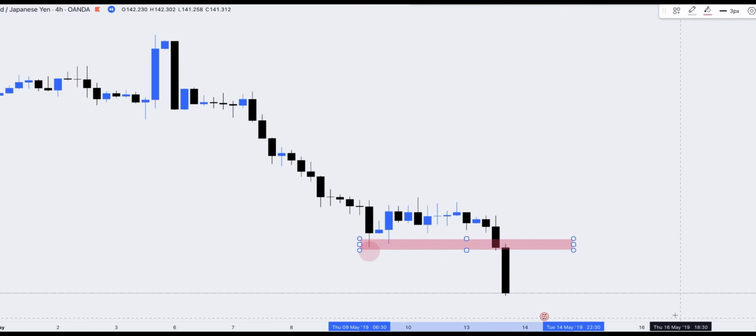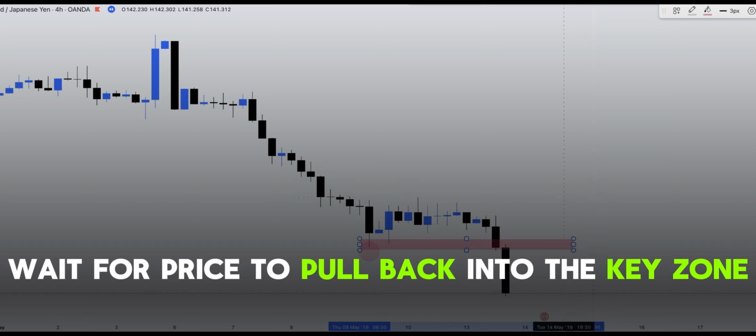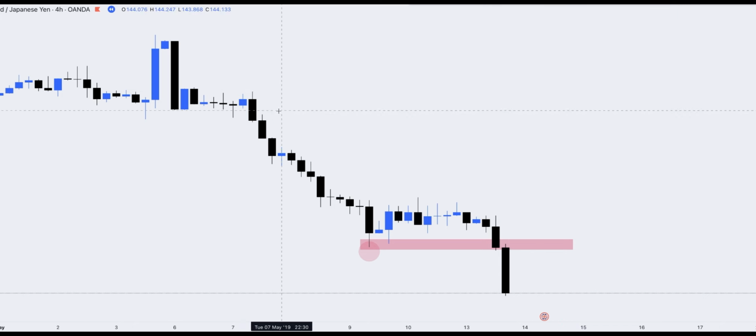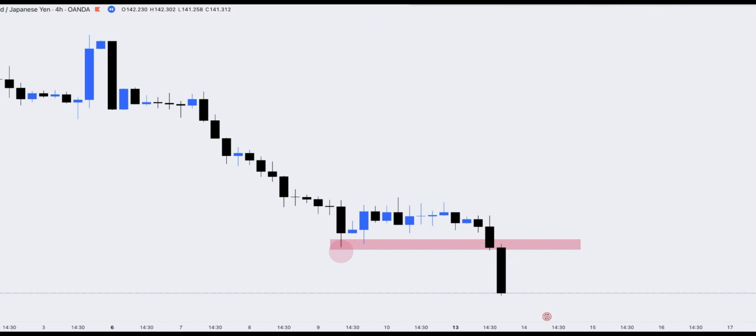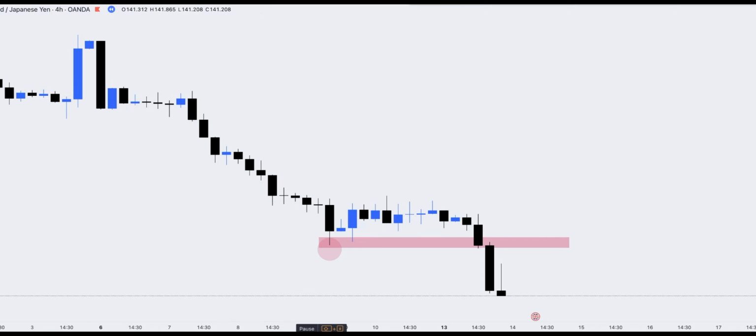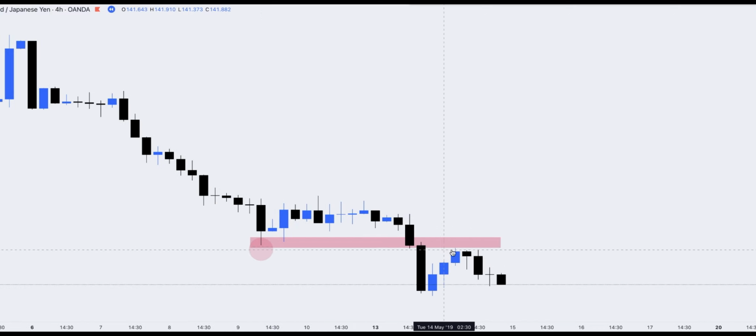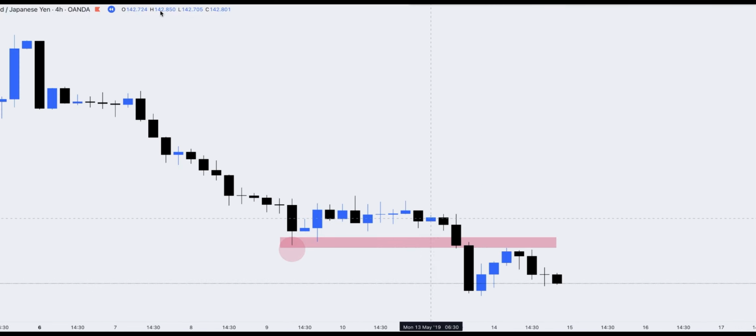So what are we going to do? We are just going to wait for price to pull back into the key zone, which will be our exhaustion phase, because we have continuation, exhaustion, continuation. We will need another exhaustion before we continue selling this pair. So let's see if price has pulled back into that zone before we take an entry. So right from here, you can see that price has entered into the zone. Now let's look for a confirmation.